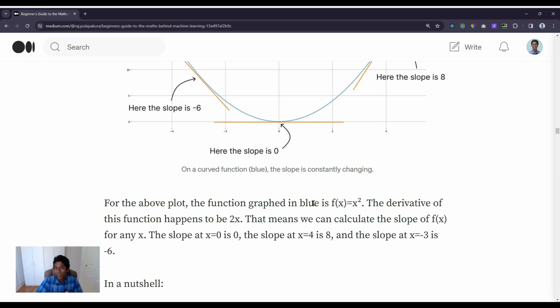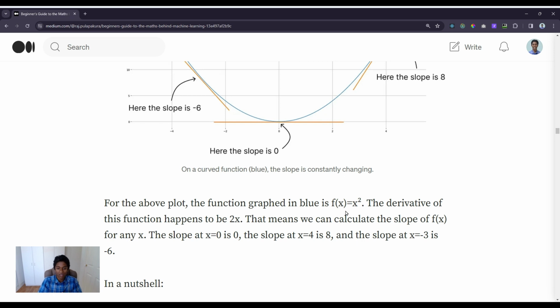Now, how do we calculate this derivative? That's another topic. And I actually have a series on my YouTube channel where I go into more detail on how to calculate and compute derivatives. So if you want to learn more about that, please go check that out. But in this case, the derivative of f of x equals x squared happens to be 2x.